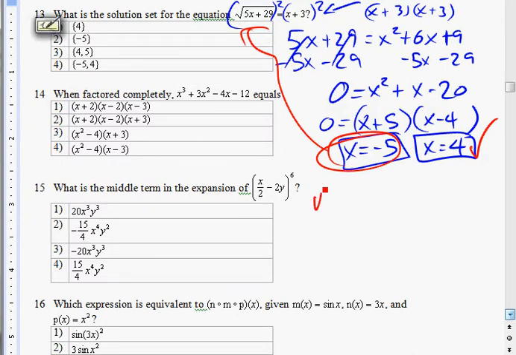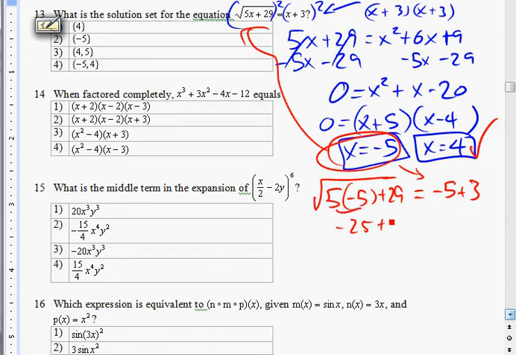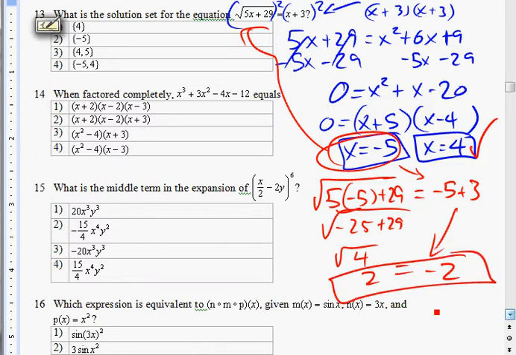So let's plug in to the left. We got square root of 5, right, we'll plug in negative 5 here, plus 29 equals, the other side is negative 5 plus 3. When we try to solve it out, we got negative 25 plus 29, and that is square root of 4, which is 2. On the other side, negative 5 plus 3, that's a negative 2. Okay, so in this case, 2 is not equivalent to negative 2. This solution, negative 5, does not work, and the only valid solution is positive 4, which is choice 1.